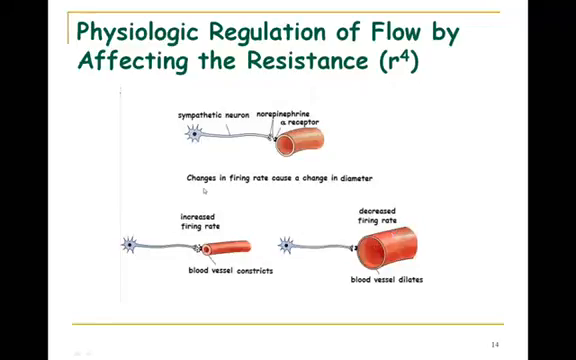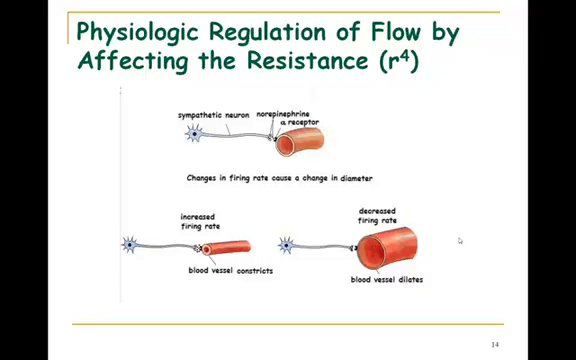Here again is the idea of the radius and its effects on flow, and obviously its effects on resistance, which affect flow. And why I'm spending a little more time on this is that this is how we physiologically regulate flow, by changing vessel diameter. We can change the pressure gradient, but that has a much more global effect.